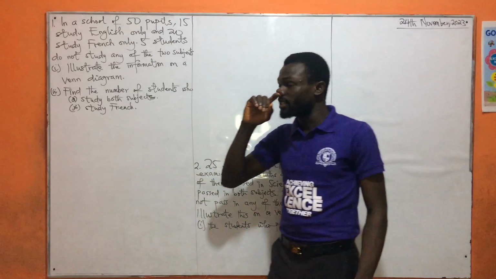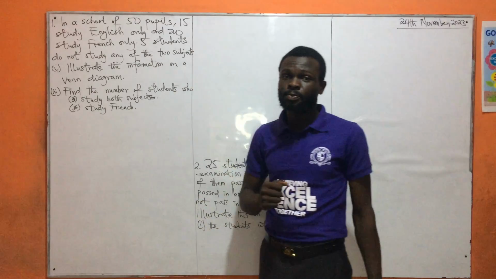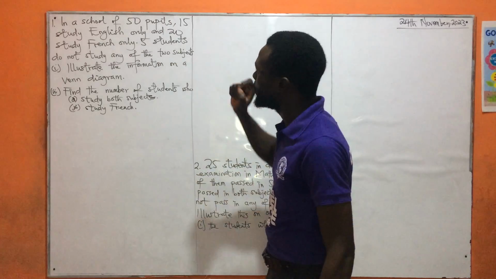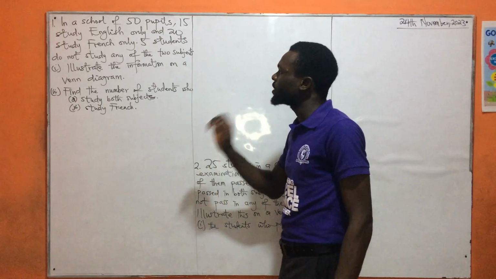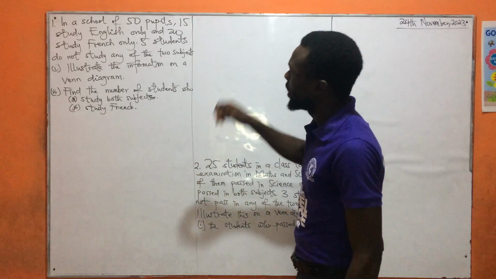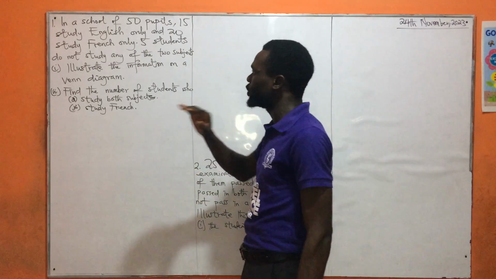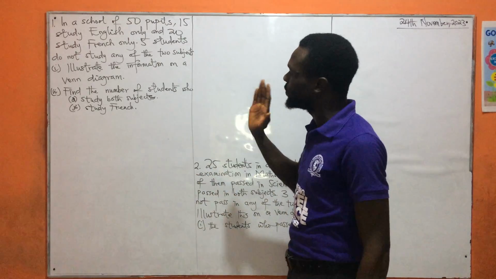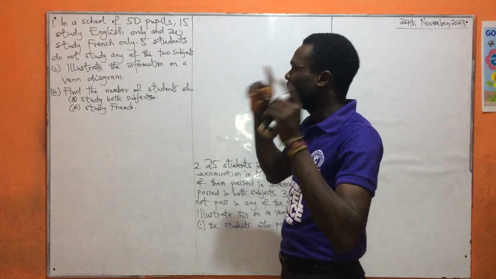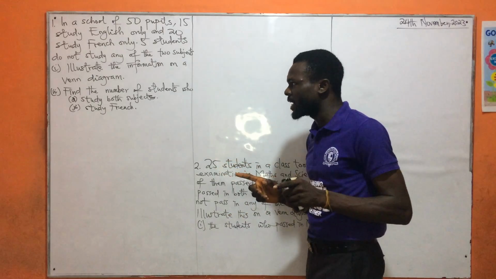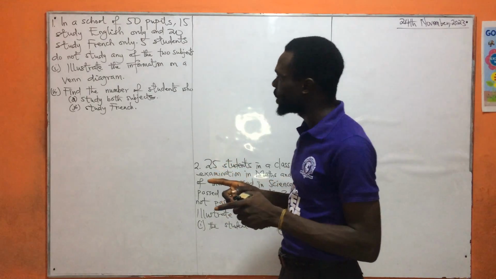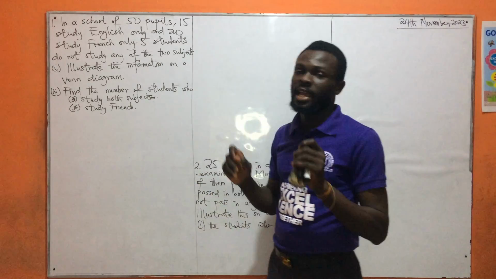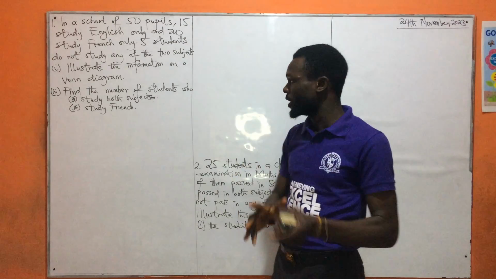So let's quickly look at the first example that we have. I'm reading, it says that in a school of 50 pupils, 15 study English only and 20 study French only. 5 students do not study any of the two subjects. Illustrate the information on the Venn diagram and find the number of students who study both English and French.